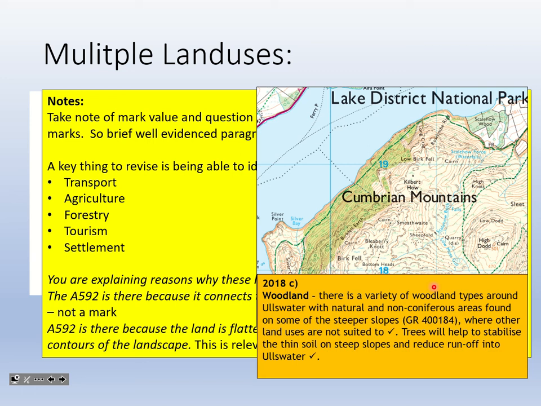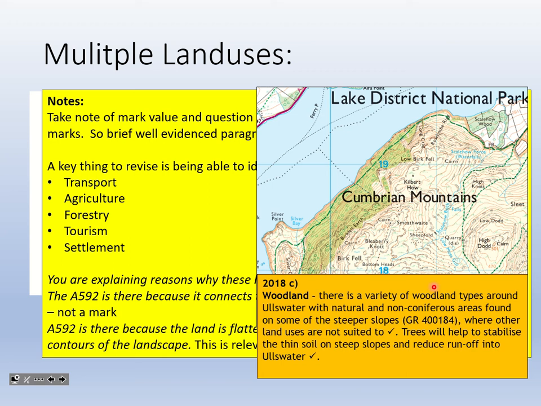So, woodland. Let's start off with that. There's a variety of woodland types around Ullswater. That's one of the first things that you'll notice. There's deciduous and there's coniferous, and these are found on the steeper slopes where other land uses aren't so economically viable. That mark is directly drawn, in my opinion, from the National 5 course.